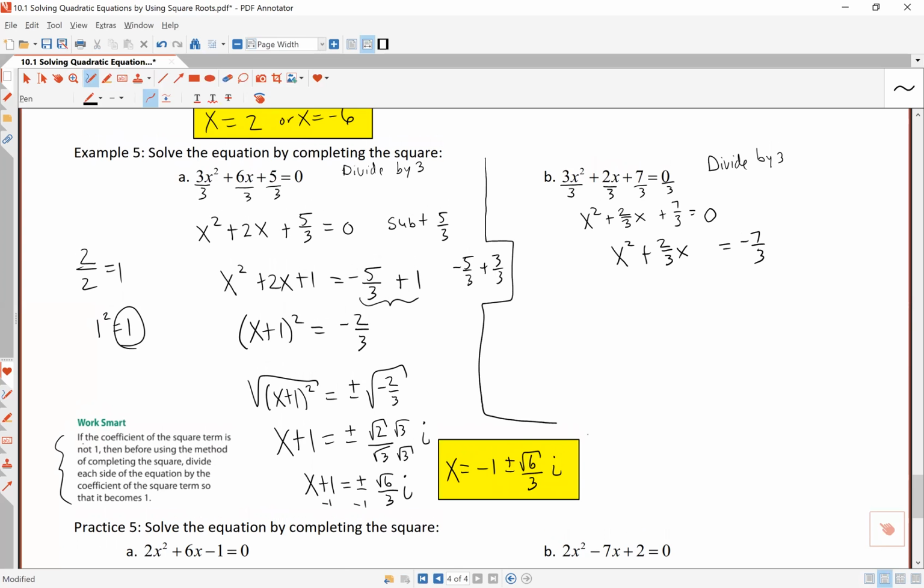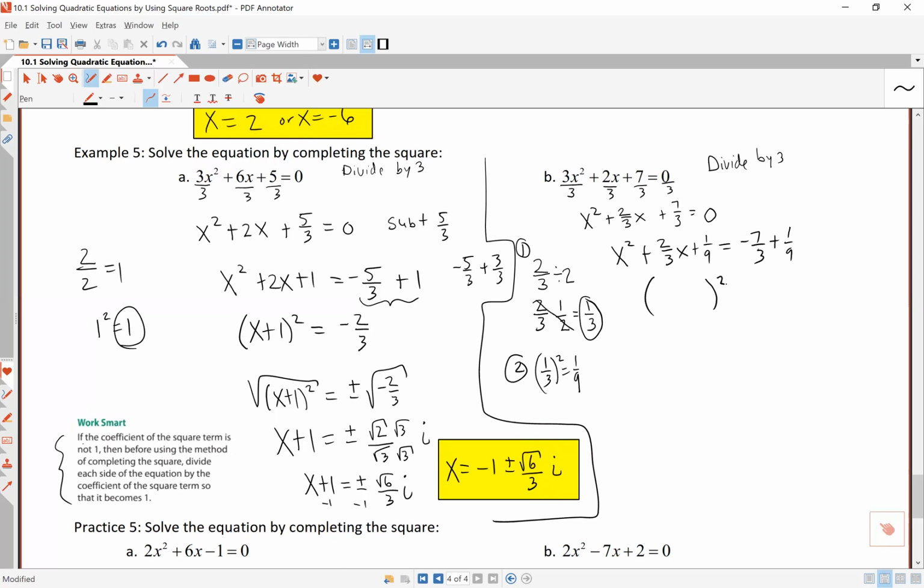Now we take the coefficient of x, which is 2/3, and we divide it by 2. When you divide a fraction by 2, you multiply by the reciprocal, which gives us 1/3. That's the first step. The second step was to square that number. And that's the piece that you must add to both sides of the equation to make the left side a perfect square. And remember, the number that you get in step 1 is the number that makes the perfect square: x plus 1/3 quantity squared.